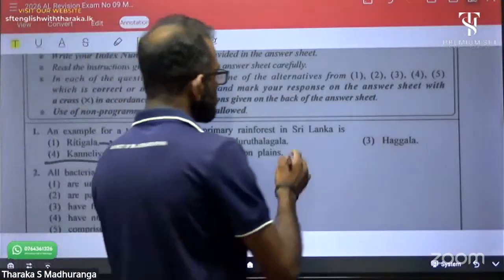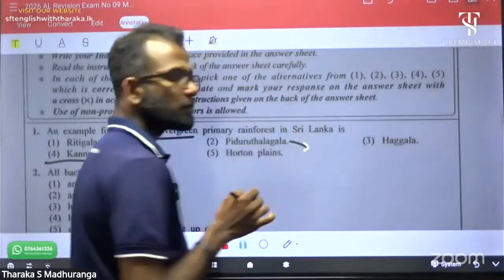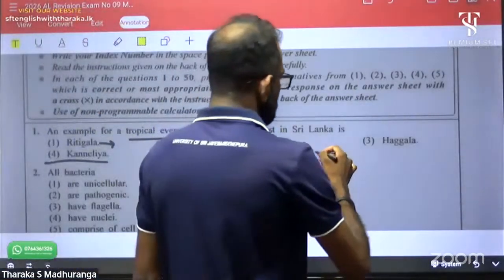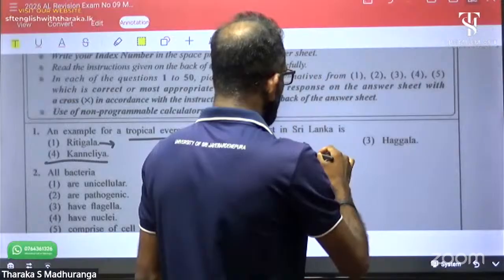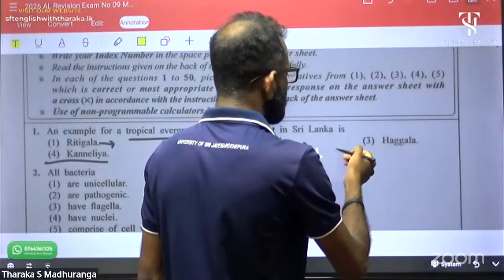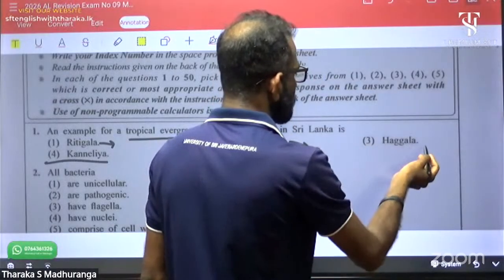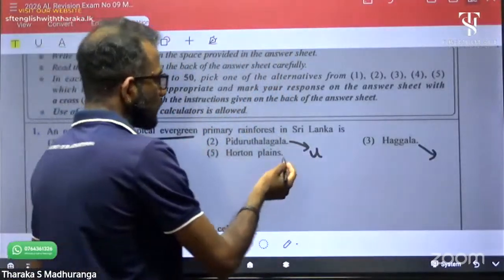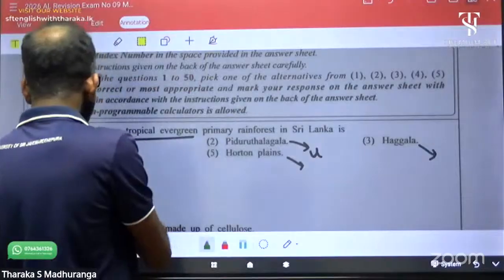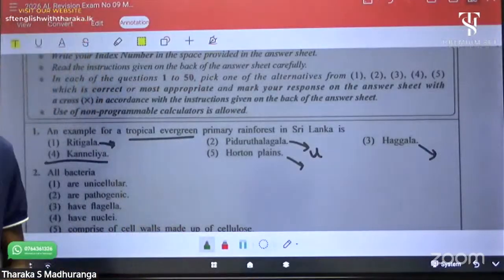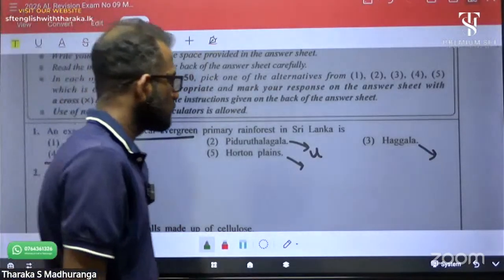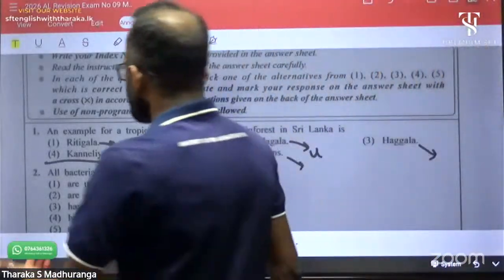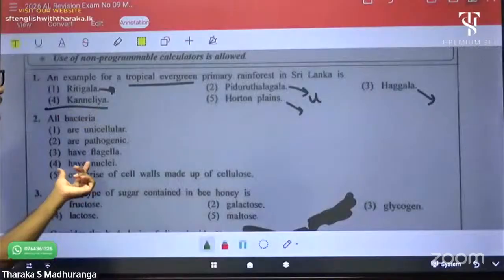Then Pidurutalagala is a what? That you can easily remember. Pidurutalagala is an upcountry mountain forest, right? Upcountry mountain forest. Haggala also, and Horton Plains. Reticule is a dry zone evergreen forest. Dry mixed evergreen forest, right? Right. Go to the next one.